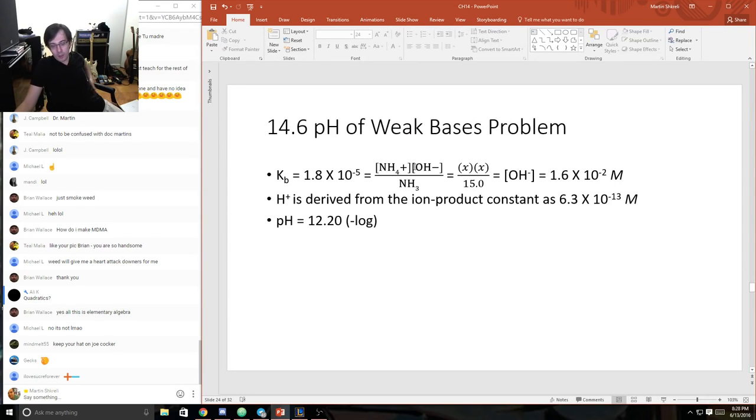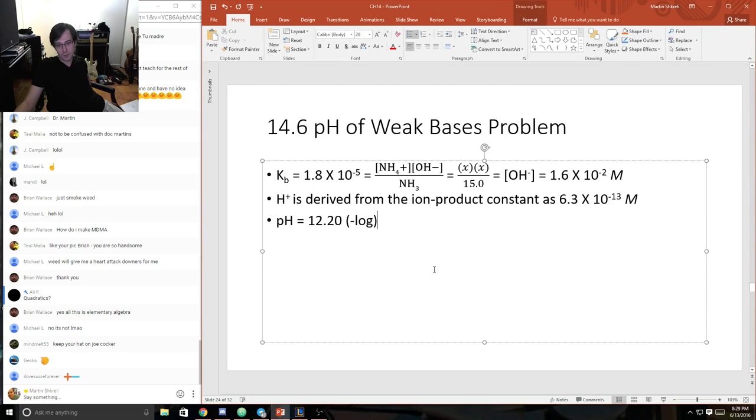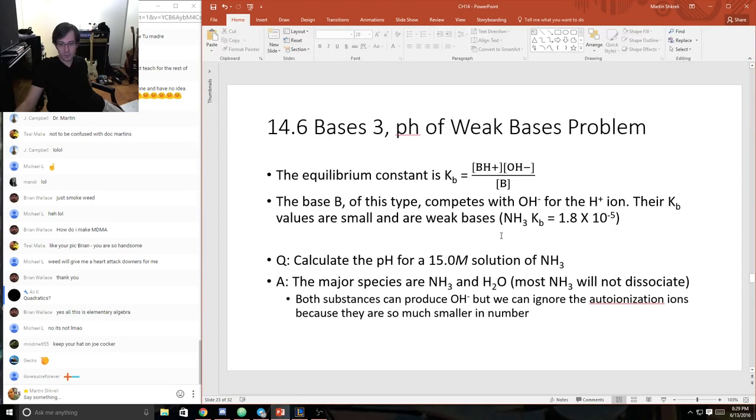Now the ammonia and hydroxide amounts are X. We don't know what they are, but we know what the dissociation constant for the base is. So we do a little math and we get X squared over 15 equals this number. And I guess if we multiply 15 by both sides and then take the square root, like we did last time, we get this number. And so the pH is 12. So the H plus is derived from the ion product constant. If you didn't follow all of this, just do it over and over again, and I think you'll get comfortable with how it was done.